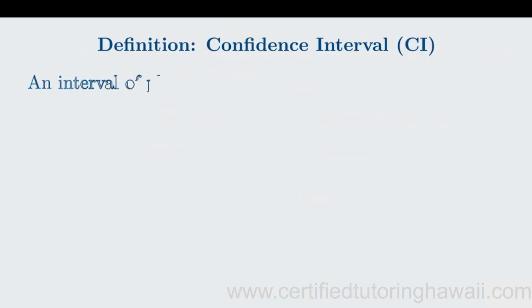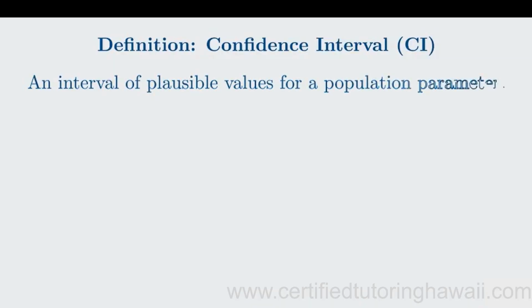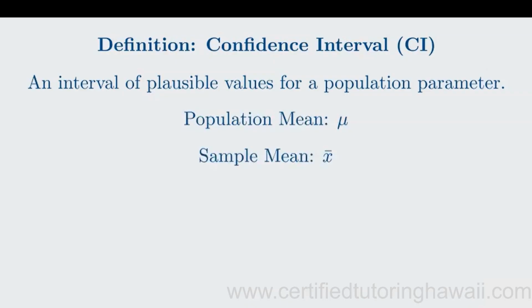A confidence interval, often abbreviated as CI, is an interval of plausible values for a population parameter. In statistics, we rarely know the true population mean, which we call mu. We use a sample mean, x bar, to estimate it. But because of sampling variability, we know x bar isn't perfect. A confidence interval gives us a range of values where the true mean is likely to hide.